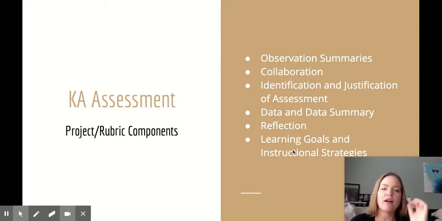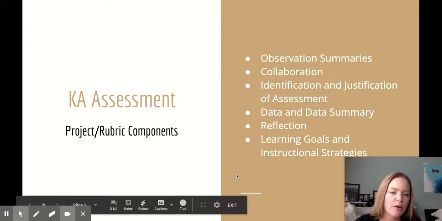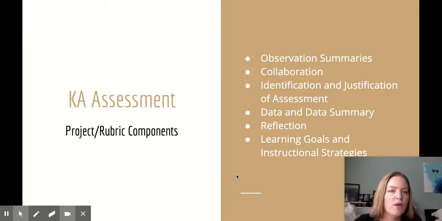All right, so there are 6 main components of this assignment. You have the observation summaries, you have a collaboration piece, you have identification and justification of the assessment. This part's really key because that's a huge part of why you're focusing so closely on assessment in this course. It's important that you understand how to identify and justify appropriate assessments for our students.